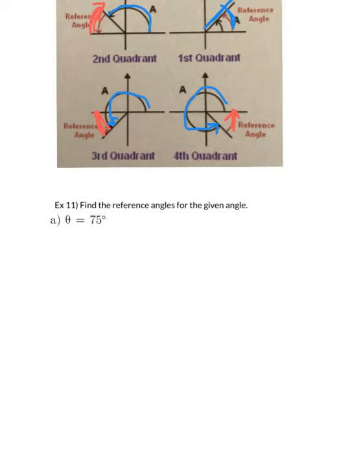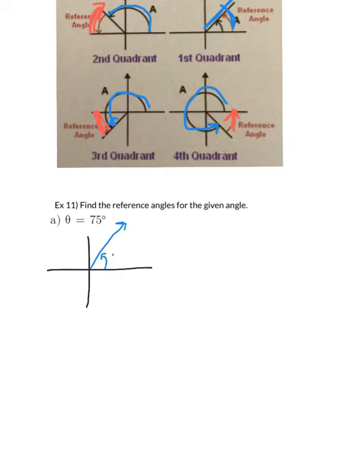In example 11, we are asked to find the reference angle for the given angle. And the first one we are asked to do is for theta of 75 degrees. The first thing that you should always do is just go ahead and sketch where 75 degrees is. Well, 75 degrees is going to be in the first quadrant.